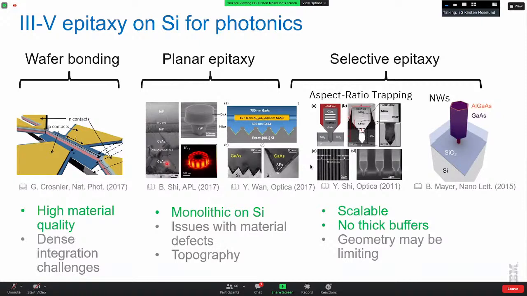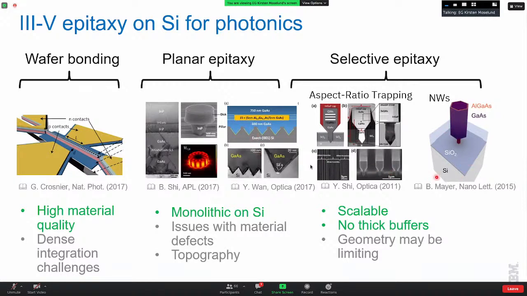So this is monolithic. However, as you can see, these are just some examples. You might get some material defects. Of course, you can have these defect stopping layers and grow, and eventually you have high material quality. But even so, there can be topography because you need at least a couple of 100 nanometers of buffer layer before you get to your high quality material.